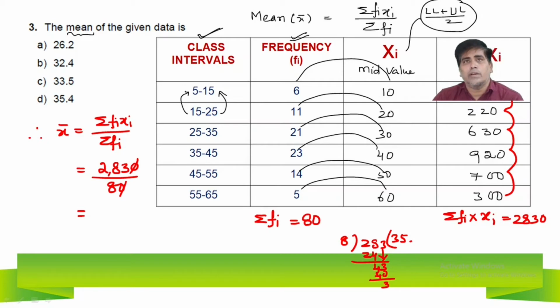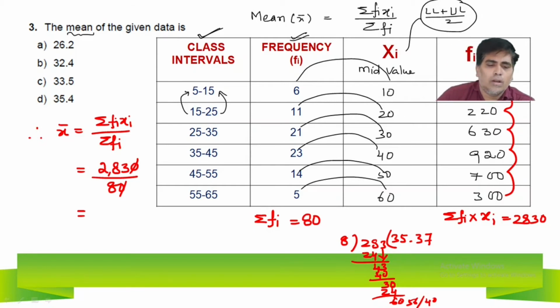I will take the decimal point here. If I take 0, again it goes by 3. 8 3s are 24. If I subtract 30 minus 24, I'm getting 6. So 60, it goes by 7 times. 7 8s are 56. Again I'm getting 4, so 40, and it goes on and on. Now whatever value I got, I'm writing here: 35.37. This is an approximate value.